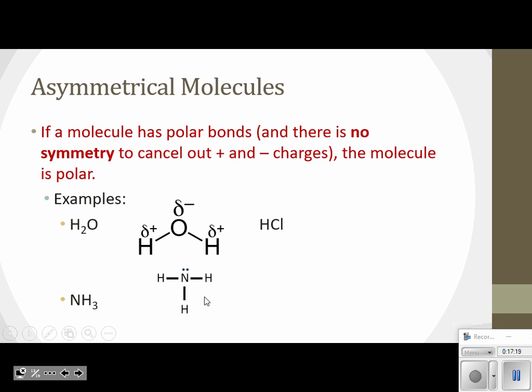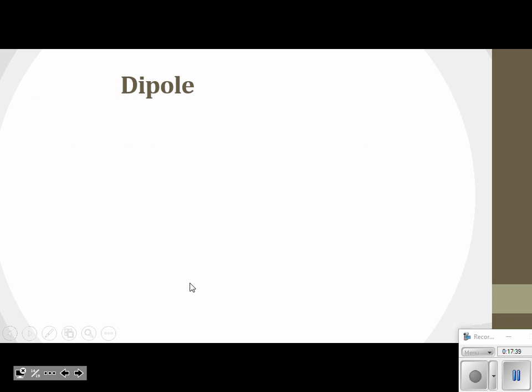This is actually ammonia. We could call it nitrogen trihydride, but it's actually ammonia. We can look: the nitrogen pulls all 3 of these electron pairs towards it. And we talked about that one already.